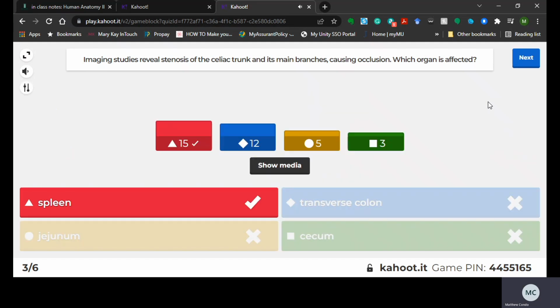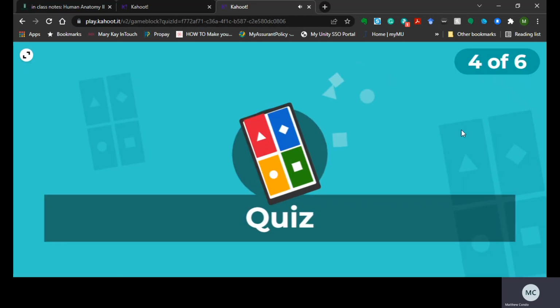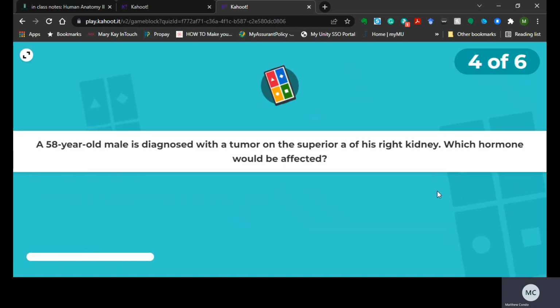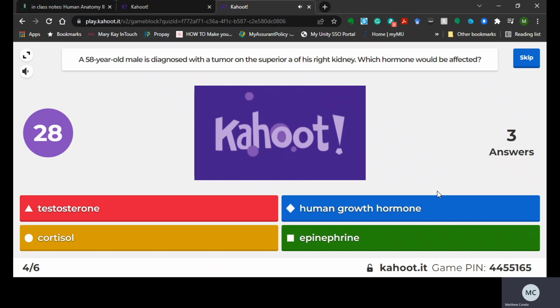Guys, celiac trunk, foregut, midgut, or hindgut? Foregut. Which of those structures is a foregut structure? It's okay. You're going to get it right on the midterm. That's where we're going. Should be the superior aspect of the right kidney.